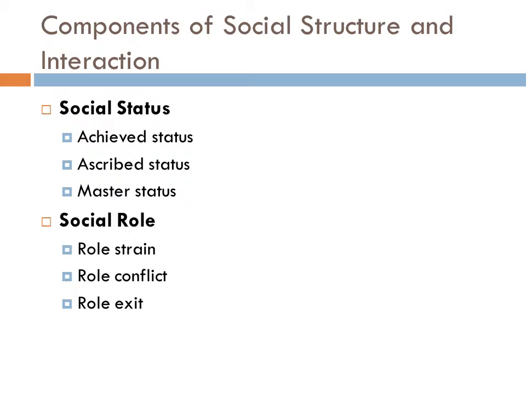Okay, and then there's master status. Master status is one that dominates all the others. So when you think of all your statuses, which one do you identify the most with? And which one are you known mostly for? So, for example, say you ran into Britney Spears at the mall. Would you say, oh, there's Britney Spears, the shopper, or the daughter? You'd say there's Britney Spears, the singer, right? So, singer is Britney Spears' master status.